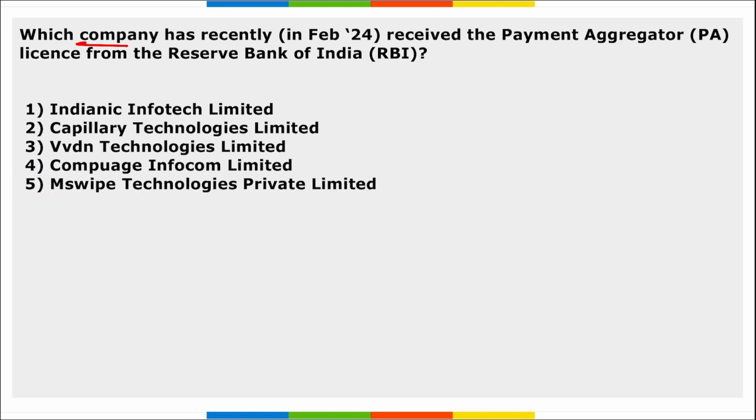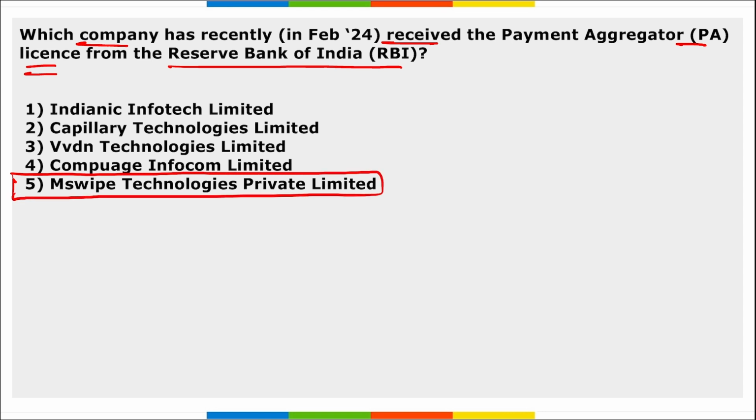Next, which company has recently received the payment aggregator license from RBI, that is Reserve Bank of India? Which of the following is it? It is MS Swipe Technologies Private Limited, right? They have received the payment aggregator license from RBI.